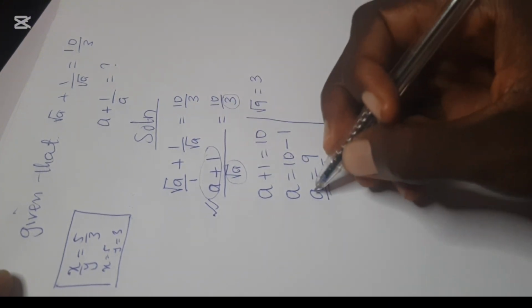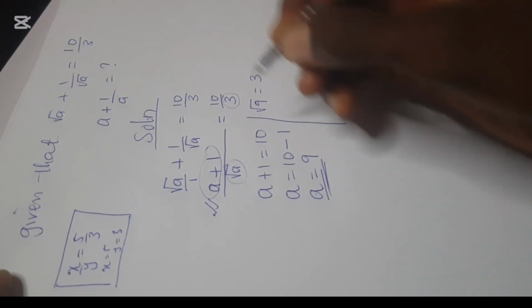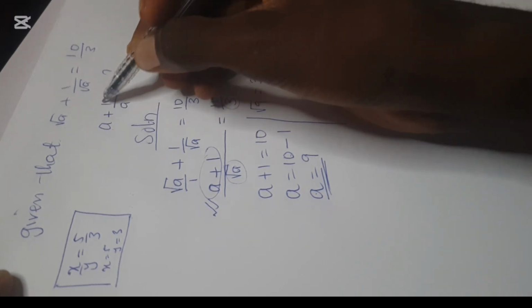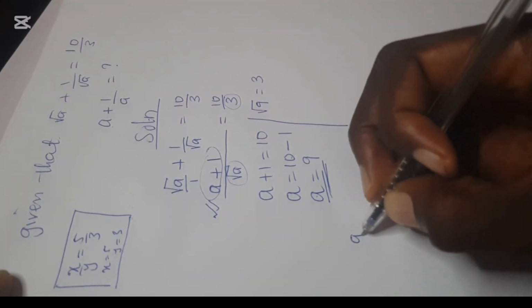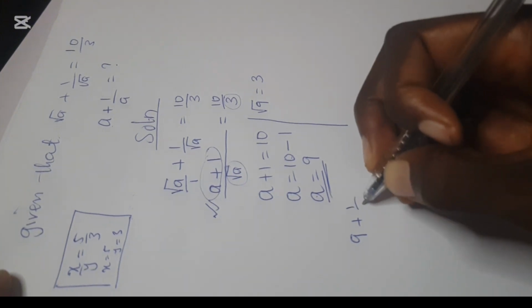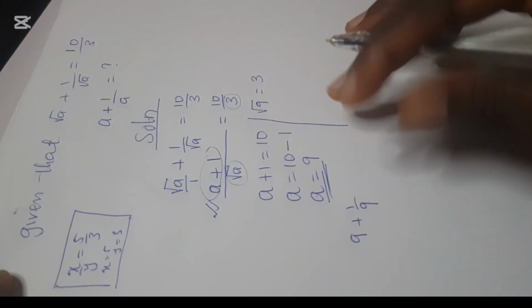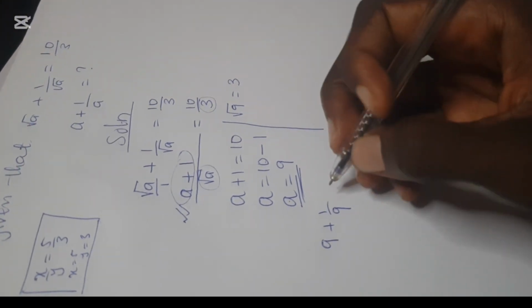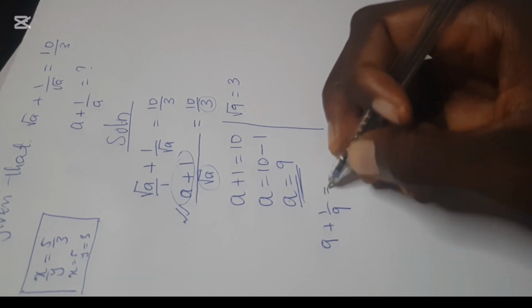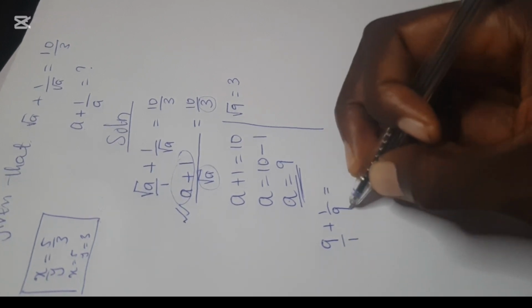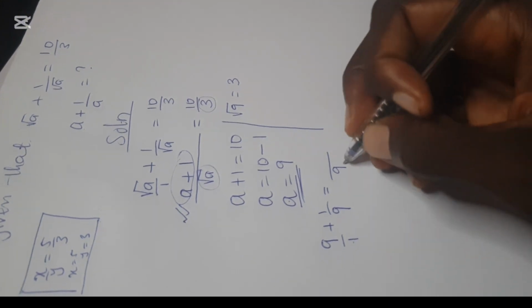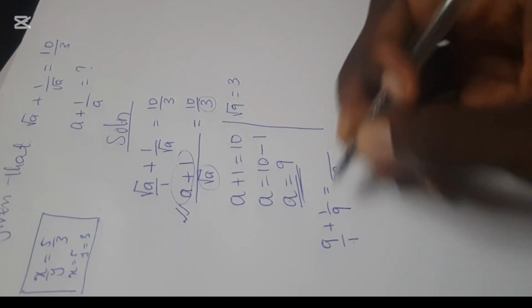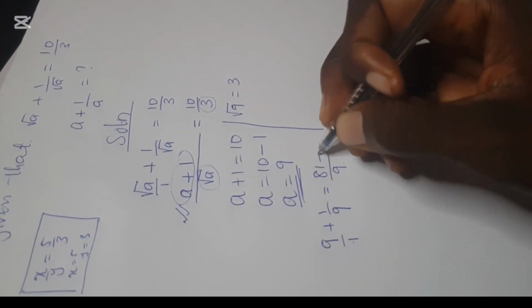So since we've gotten that a equals 9, remember what the question said: find a plus 1 over a, right? So I'll have, what is a, which is 9, plus 1 over 9. That's what I want to write. So we are going to have, this is over 1. The LCM here is what? 9. So 1 times 9 is 9. 9 times 9, that's 81.